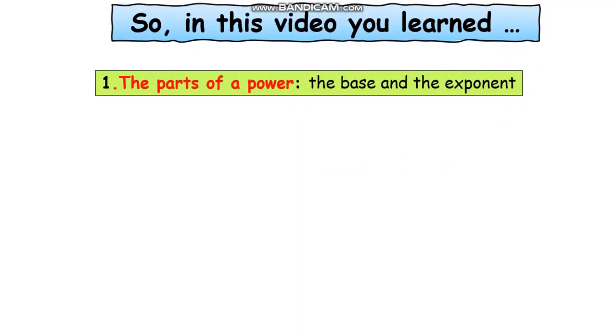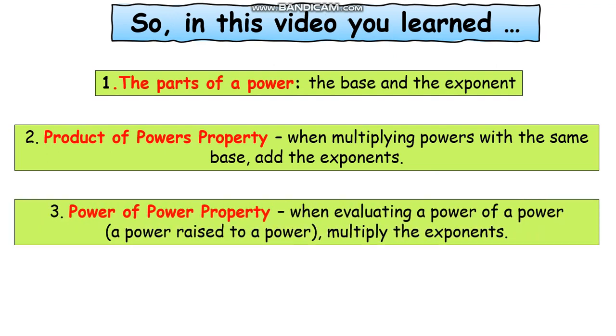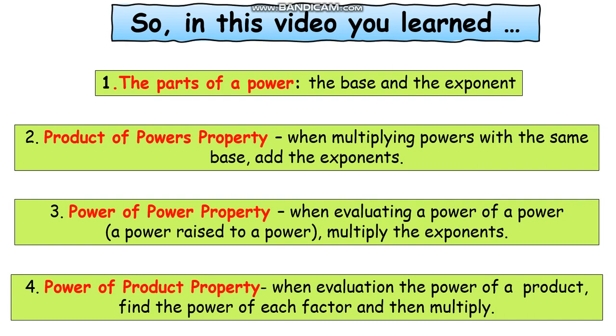So in this video, you've learned that there are two parts to a power, the base and the exponent. The first exponential property is the product of powers property, which is when multiplying powers with the same base, add the exponents. Then the power of a power property, which means when evaluating a power of a power, or a power raised to a power, multiply the exponents. And finally, the power of a product property, which is when evaluating the power of a product, find the power of each factor and then multiply.